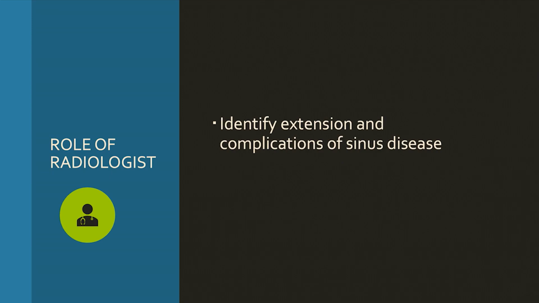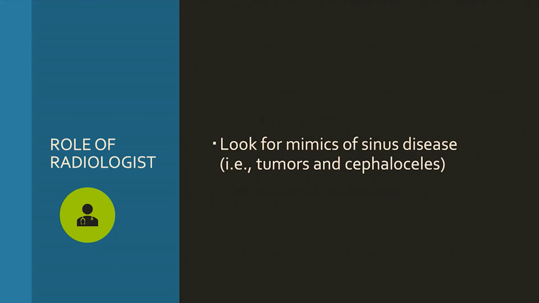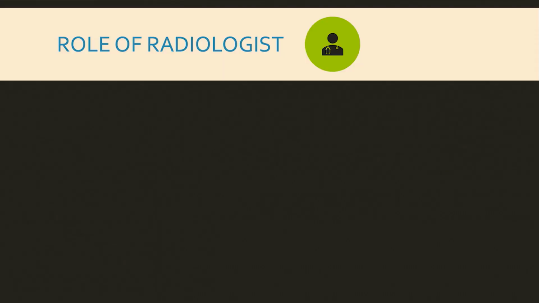So what are the potential complications of sinus disease? Wayne just showed you some amazing cases of how sinus disease can go awry all over the head and neck, right? Things like the brain, the neck, the orbits, they can all be involved. And one of the more important things we're going to talk about is looking for the mimics of sinus disease, things like tumors and cephaloceles, right? That thing in the nose may not be just a mucus retention cyst. That's coming from above, and you just biopsied a piece of brain. You don't really want to do that. It's poor form to see brain on the slide, the past slide.